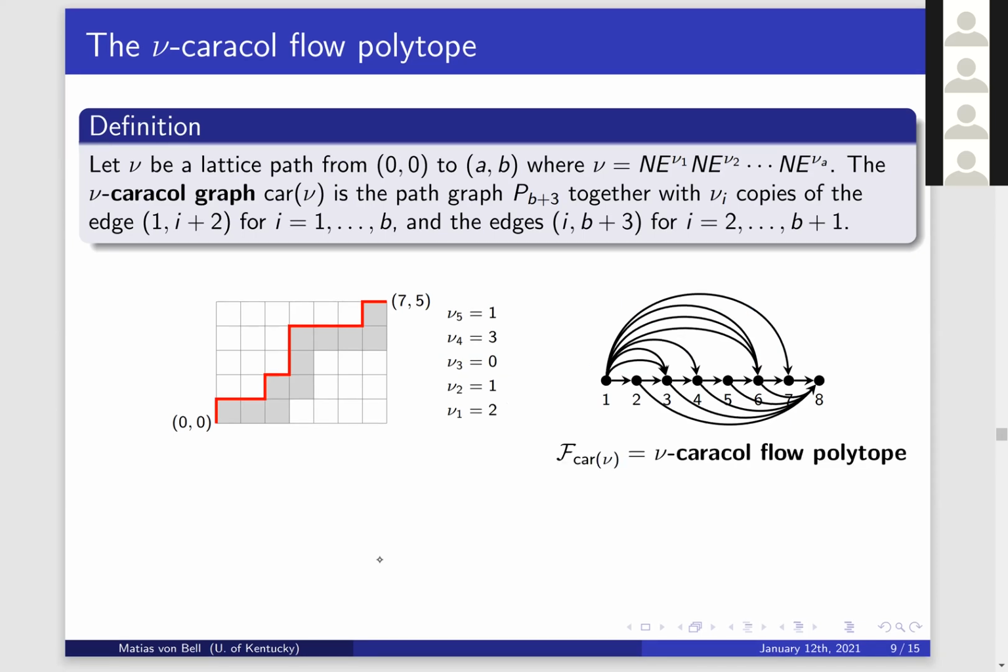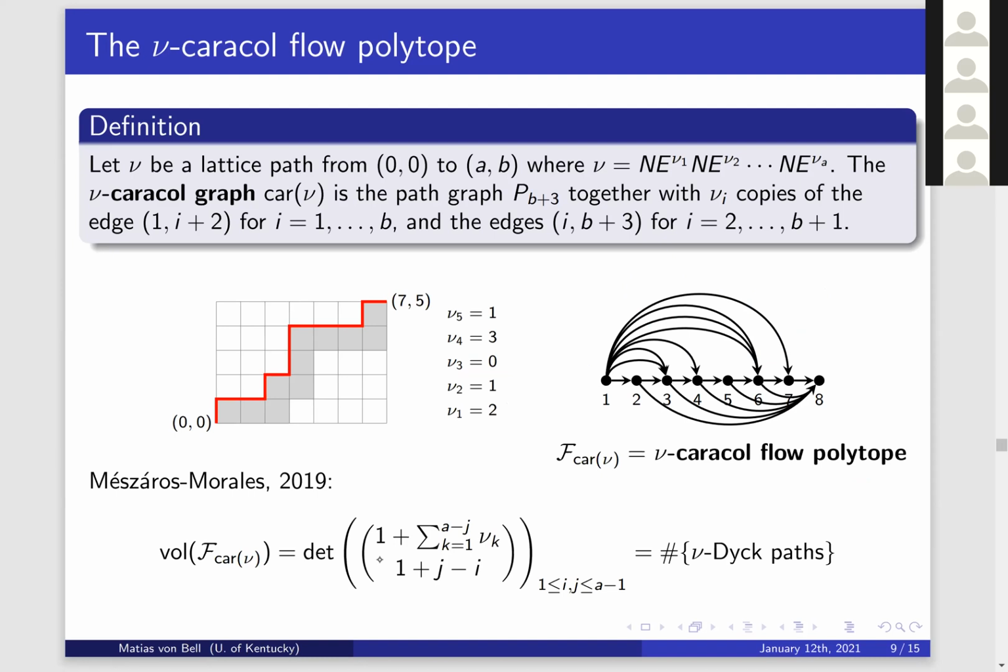And if you're a Spanish speaker, you might know that Caracal is the Spanish word for snail, and that these are named after snails because they look like beautiful little snail shells. And the flow polytope over these graphs is then the new Caracal flow polytope. And this was considered by our earlier speaker, Carola, and also Alejandro Morales in 2019.